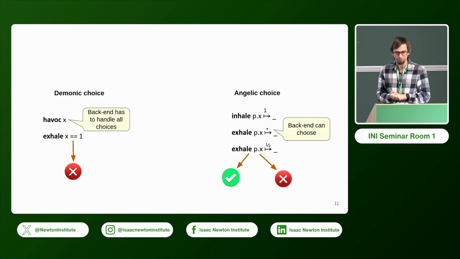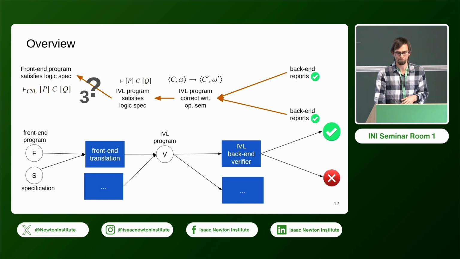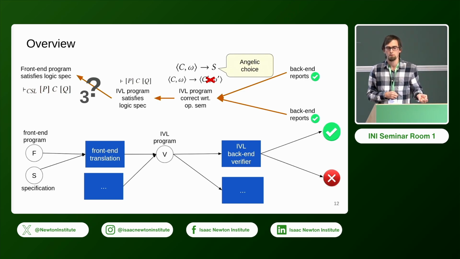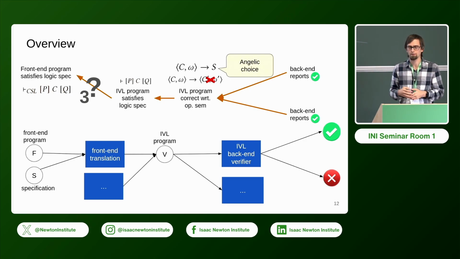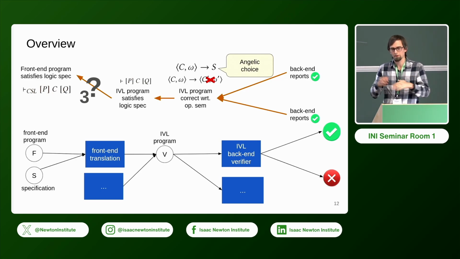And this use of angelic choice really allows our IVL semantics to capture different verification strategies by different backends. The way we encode this in our semantics is that instead of having an operational semantics which steps to a single state, our operational semantics steps from one state to a set of states. With this, we can model both angelic and demonic choice, and we can then connect to different verification algorithms.